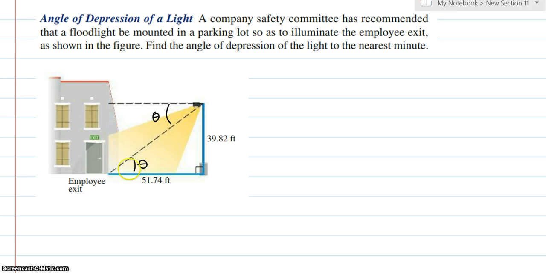And now I have a situation where I have the opposite and the adjacent, but I don't have the angle. Again, opposite and adjacent is tangent. So we have tangent of theta. And tangent of theta is the opposite, which is the 39.82, over the adjacent, which is 51.54. By the way, you could have used cotangent. You could have done adjacent over opposite, even on the ones above.